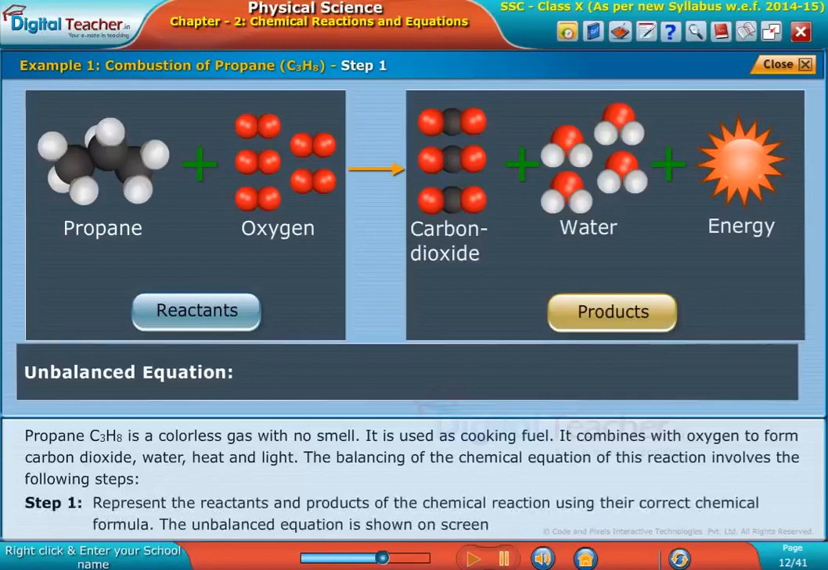Step 1. Represent the reactants and products of the chemical reaction using their correct chemical formula. The unbalanced equation is shown on screen.